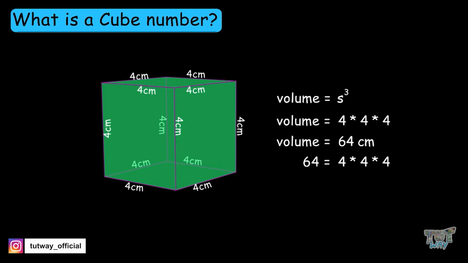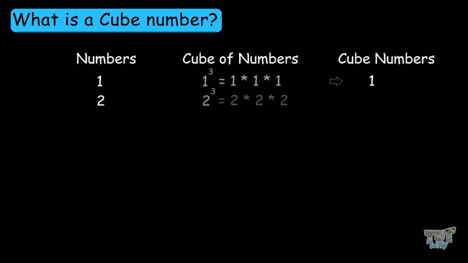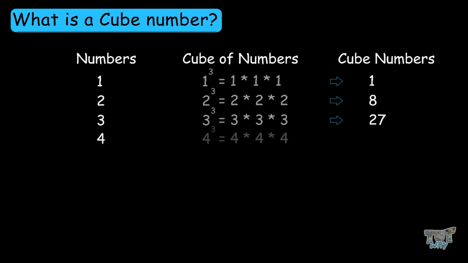Now let's have some examples of cube numbers. What will be the cube of 1? That is 1 times 1 times 1. The answer will be 1, so 1 is a cube number. What is the cube of 2? That is 2 raised to the power of 3, 2 times 2 times 2. It will be 8. Now cube of 3. 27. Cube of 4. 4 times 4 times 4, which is 64. Cube of 5. 125. Cube of 6.